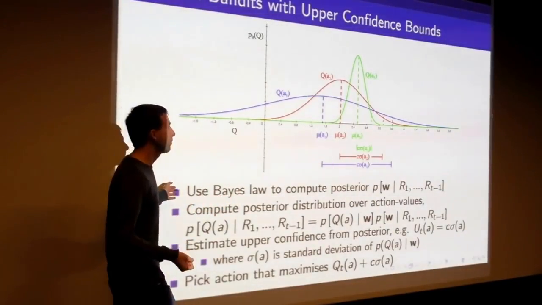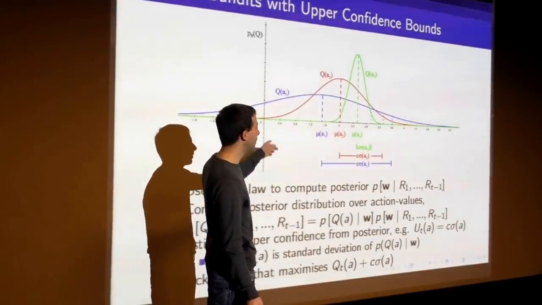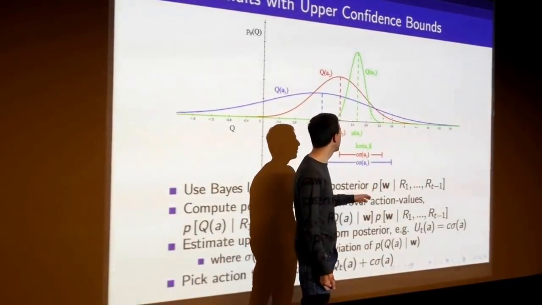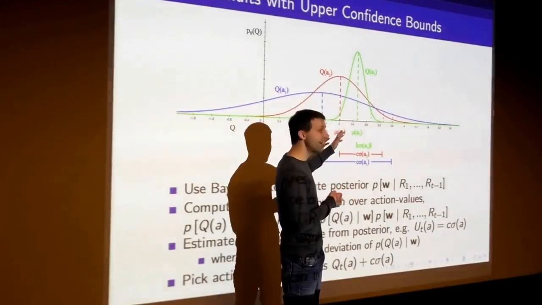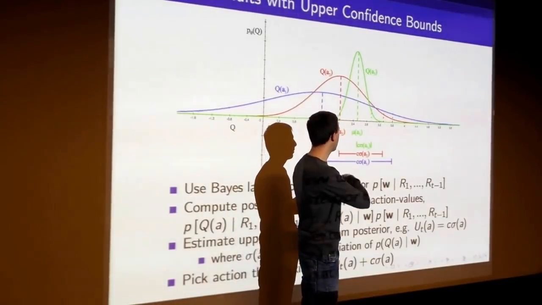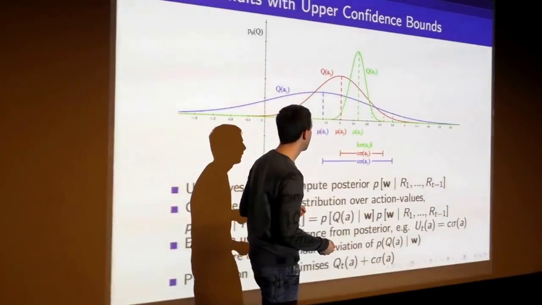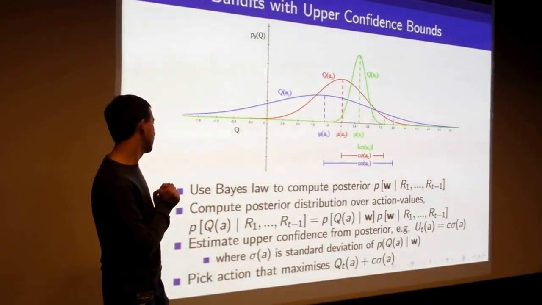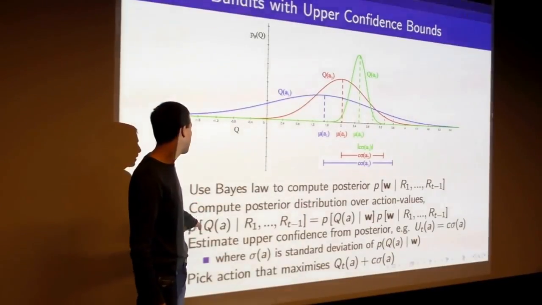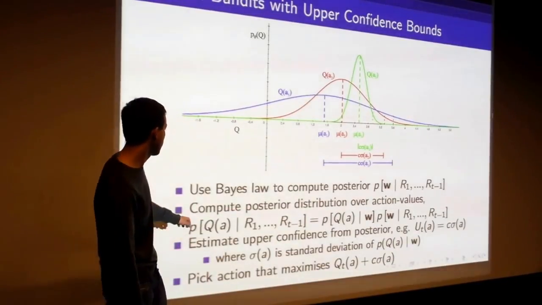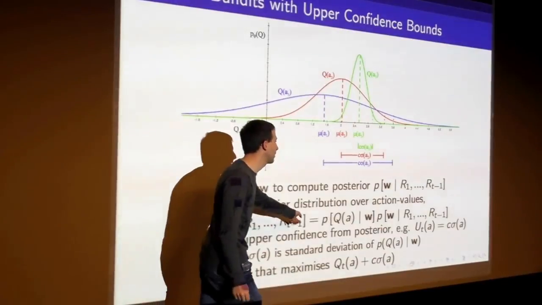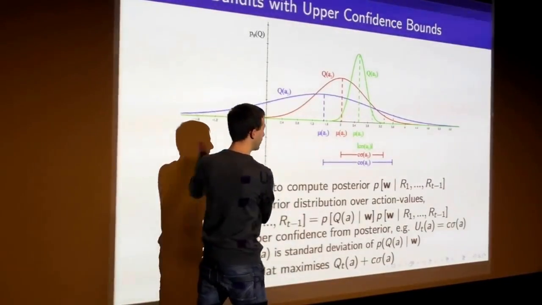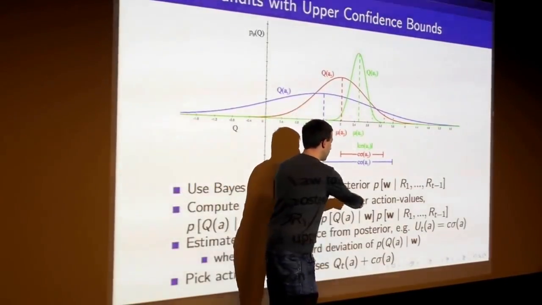Well, first of all, we compute our posterior. We update our parameters given the data that we've seen so far. So we update both the means in the normal way, but also our variance parameter. We can do that basically by using Bayes' law. So the probability of the Q value is conditioned on everything we've seen so far. We multiply, this is just Bayes' law.